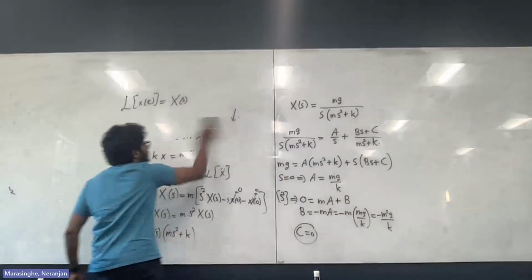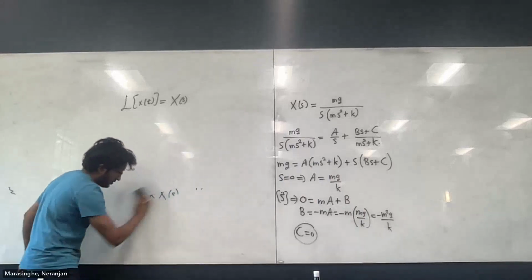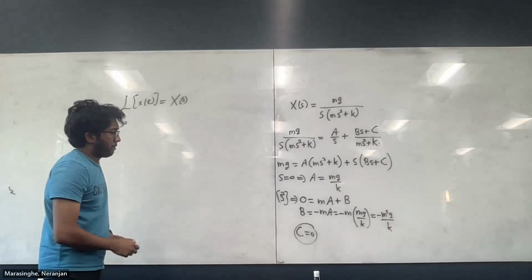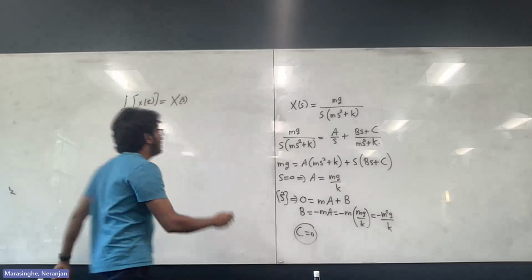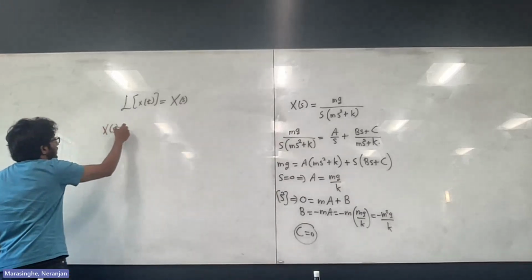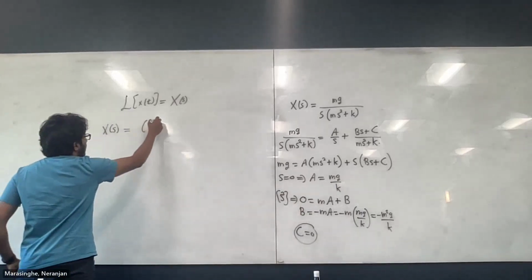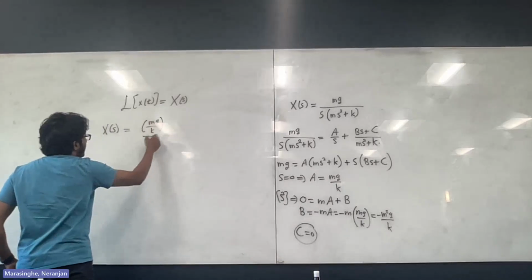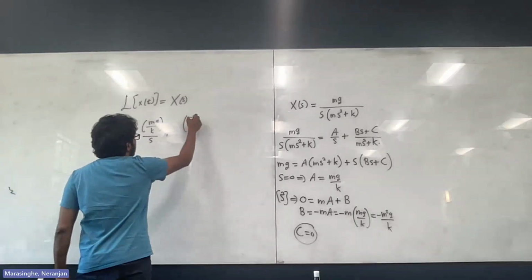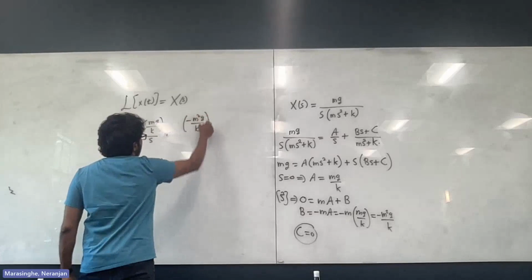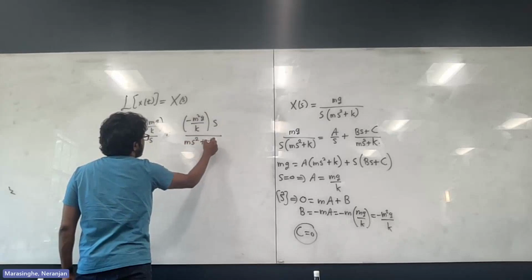Erase this portion. I would go back to XS, right? Now I have the decomposition of this function. Now what is XS? It is equal to A divided by S. What is A? Mg divided by K. Mg divided by K divided by S plus Bs. B is minus M square G divided by K. Bs divided by M times S square plus K.